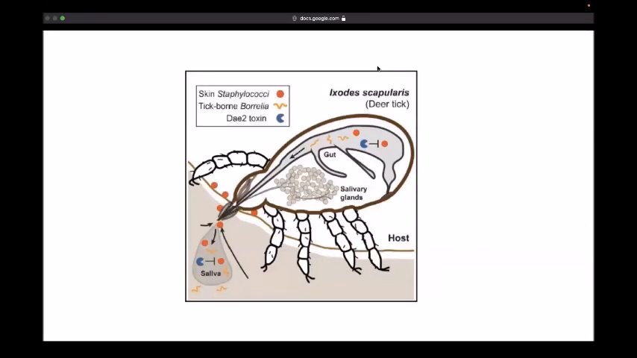As for interactions with other microorganisms, Borrelia burgdorferi establishes residence within the tick gut. Within this environment, the spirochete interacts with other bacteria within the gut microbiome and with tick gut proteins in order to remain viable.